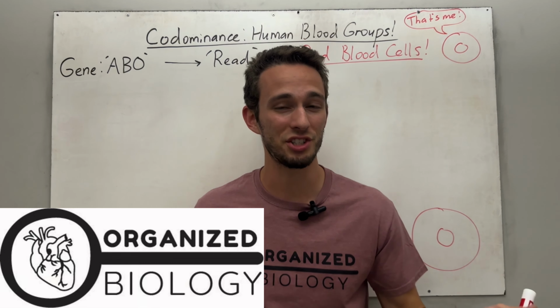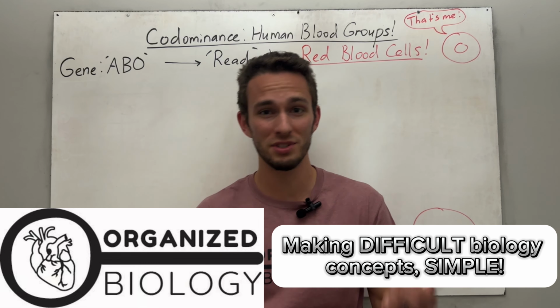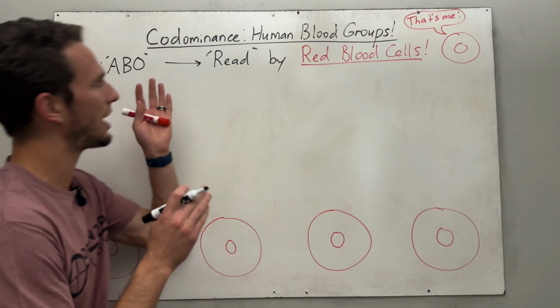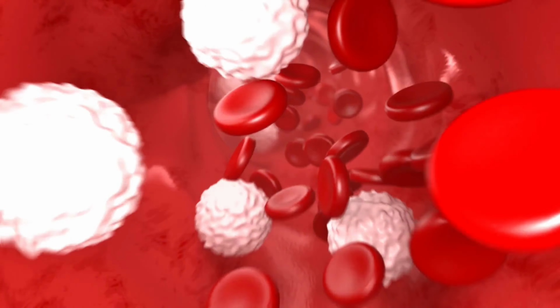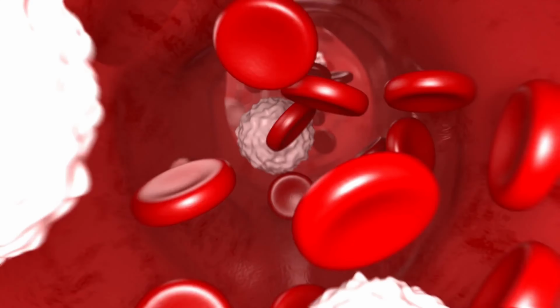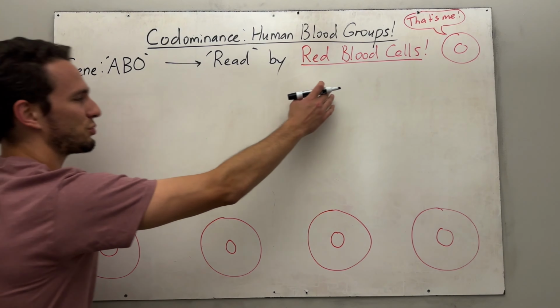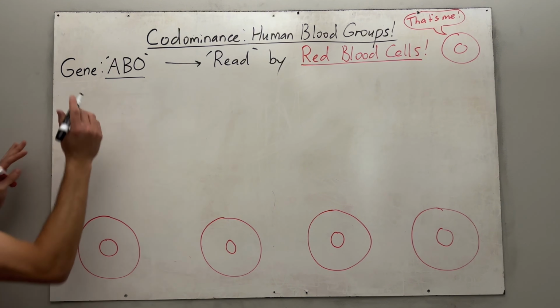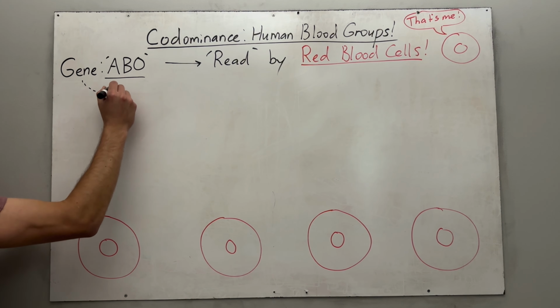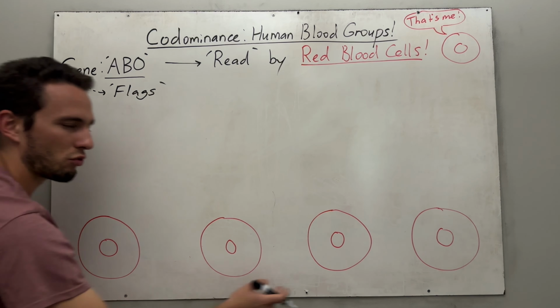Hey everybody, Organized Biology here, where we make difficult biology concepts simple. And today we're talking about codominance, specifically in human blood groups. So we're going to be looking at our little red blood cells. You've got trillions of these coursing through your bloodstream right now. And we're looking at a specific gene in those blood cells called the ABO gene. And these genes are going to code for different flags on these red blood cells.